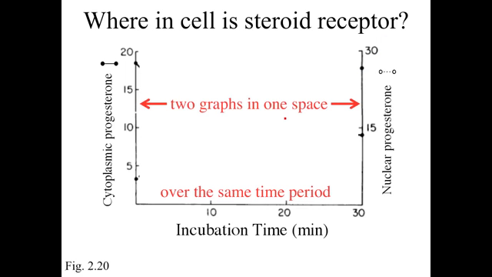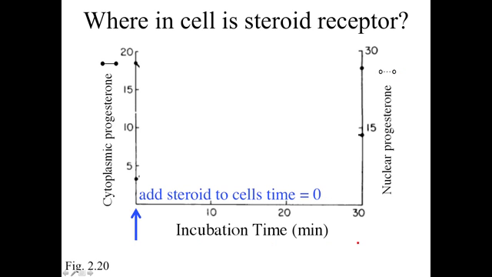Then they wanted to ask the question, where in the cell is the steroid receptor? Now you have to realize that the y-axis on the left is measuring the amount of cytoplasmic progesterone, because the progesterone steroid is radioactive. That's what they could measure. On the right, they measured how much progesterone was inside the nucleus. Both of these measurements were done simultaneously over a continuous time span of 30 minutes. At time 0, they added the steroid to the cells, and then they isolated a subpopulation of cells, blasted them open, separated the cytoplasm from the nucleus, and measured the location and the amount of the progesterone.